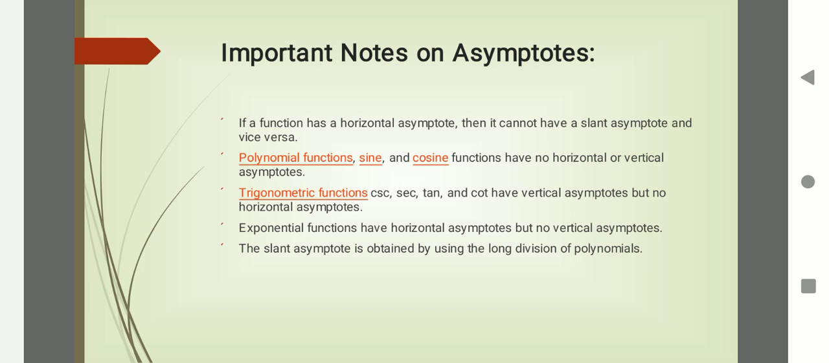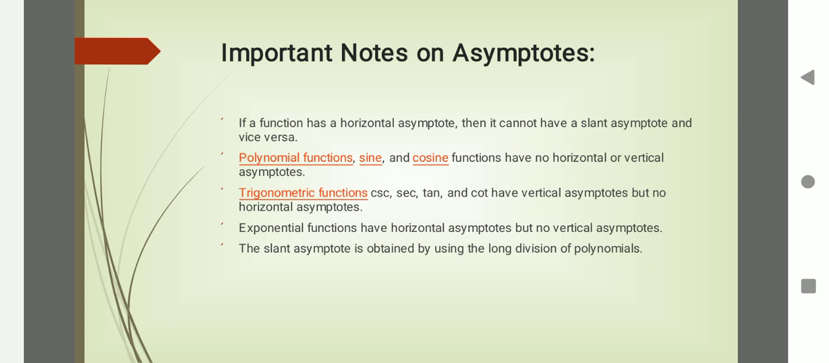So there are important notes on asymptotes. If a function has a horizontal asymptote, then it cannot have a slant asymptote and vice versa. So if it is possible to find the horizontal asymptote, then we cannot find a slant asymptote, and if a slant asymptote is found, then we cannot have the horizontal asymptote.